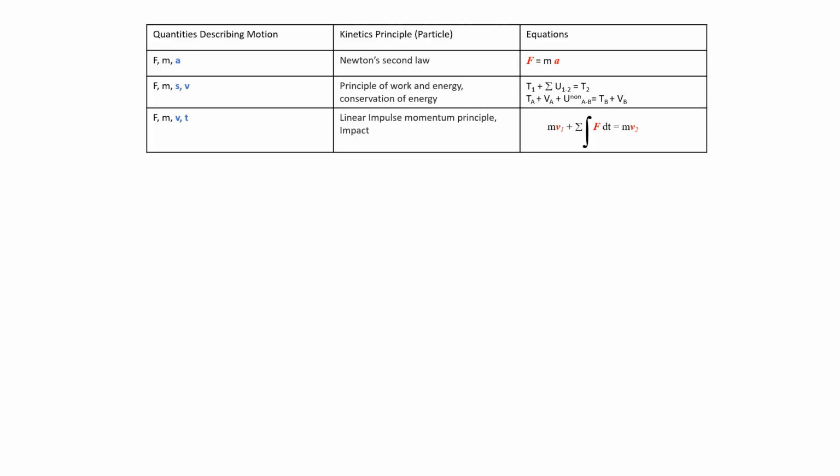Okay, so this is kind of a summary. We use the basic Newton's second law. Again, this is a vector equation, and the impulse momentum equation is also a vector equation, but the work energy principle is a scalar equation.